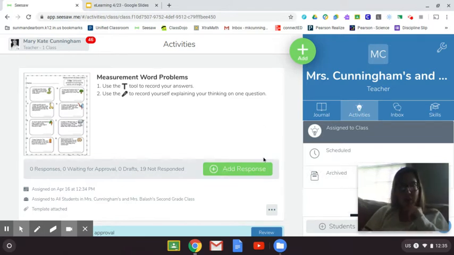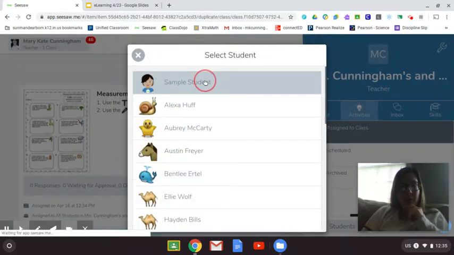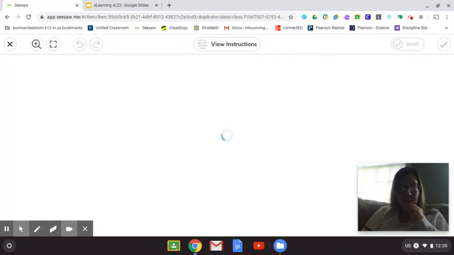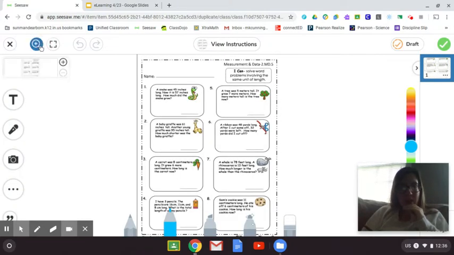So it's called measurement word problems. And I'm going to go in here. All right, so I'm going to zoom in a little bit.